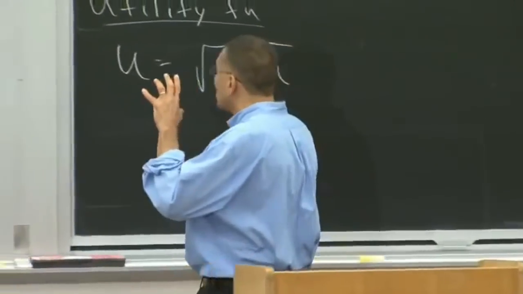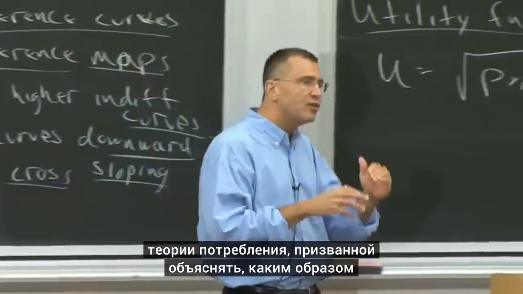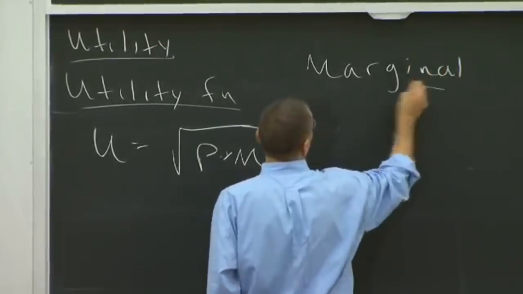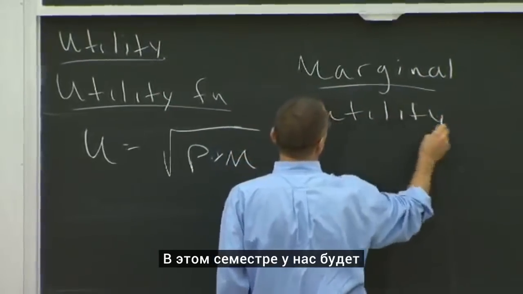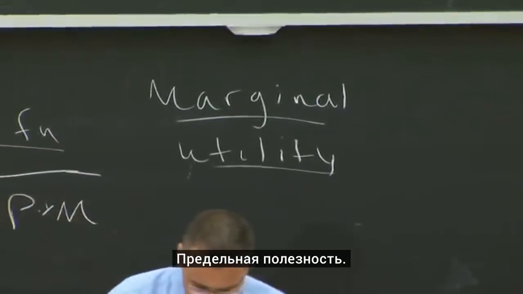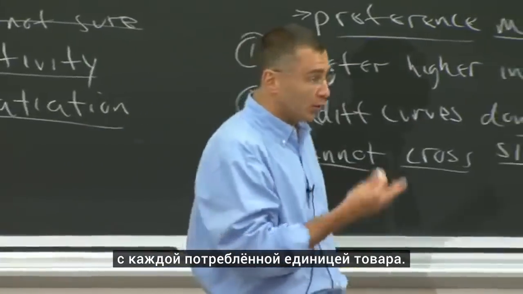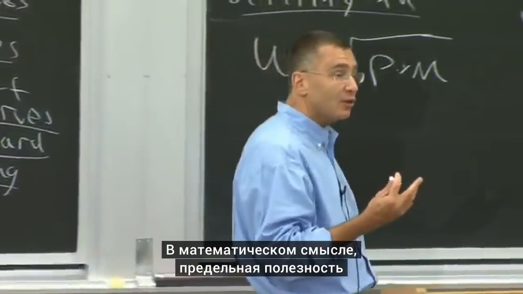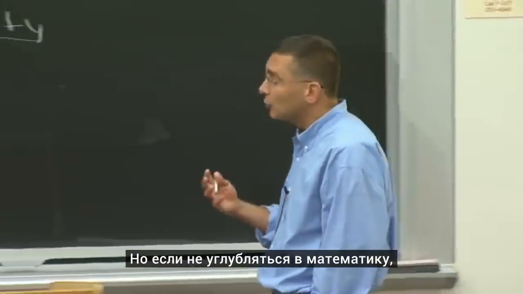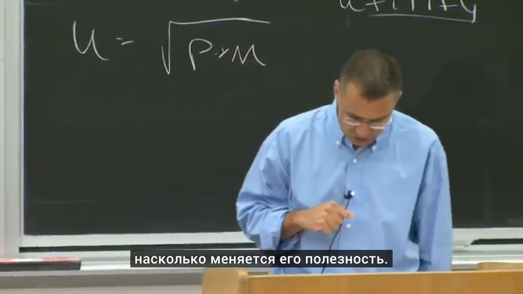Now, the single most important concept for consumer theory, for understanding how consumers make decisions, is the concept of marginal utility. We'll talk a lot this semester about marginal this and marginal that. Okay, and this is our first example. Marginal utility is how your utility changes with each additional unit of the good, or the derivative of your utility function. If you want to do it in calculus terms, marginal utility is the derivative of your utility function with respect to one of the inputs. But if you don't want to put it in calculus terms, it's as you add each unit of one of the elements of the utility function, how does utility change?